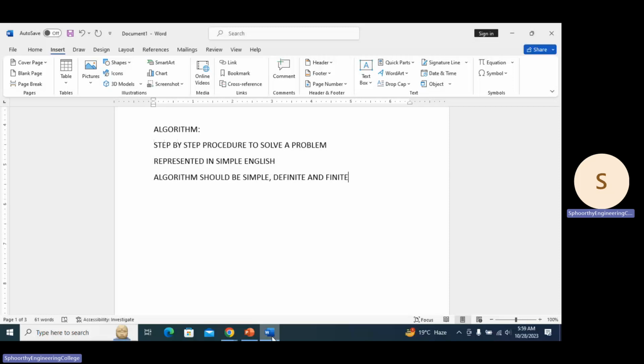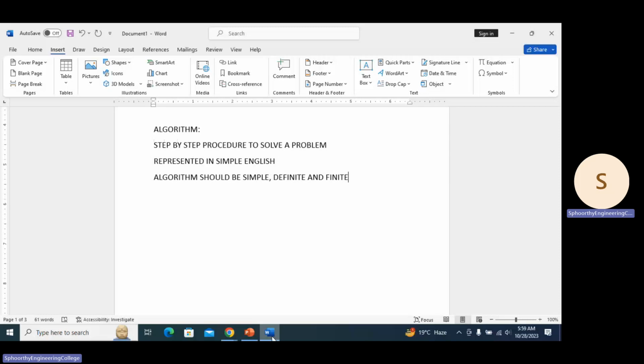So what is an algorithm? Algorithm is a systematic approach. Algorithm is a step by step procedure to solve a problem, which is represented in simple English, and it should be simple, definite and finite. So you can't have an infinite number of steps to solve a problem. Am I correct? Right? So that is the meaning of algorithm. Algorithm is nothing but a step by step procedure to solve a problem.